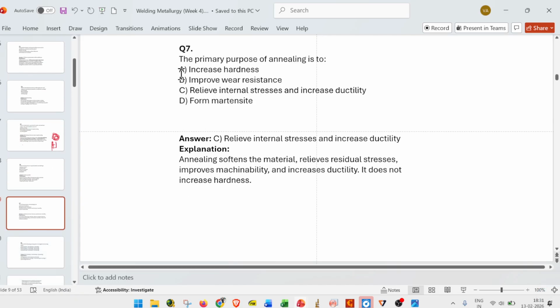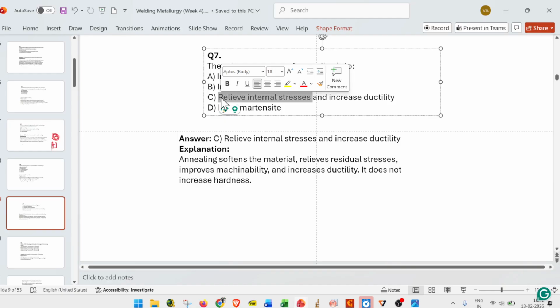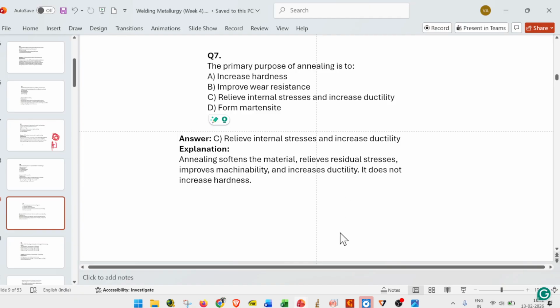So it will be finer pearlite. Next, the primary purpose of annealing is to: increase the hardness, definitely not. It will not increase the hardness. Improve wear resistance, this is also not. Relieve the internal stresses and increase ductility, yes, because recrystallization will happen and it increases ductility. Grain growth and formation of the martensitic phase, no, definitely not. The martensitic phase only forms during the quenching operation.